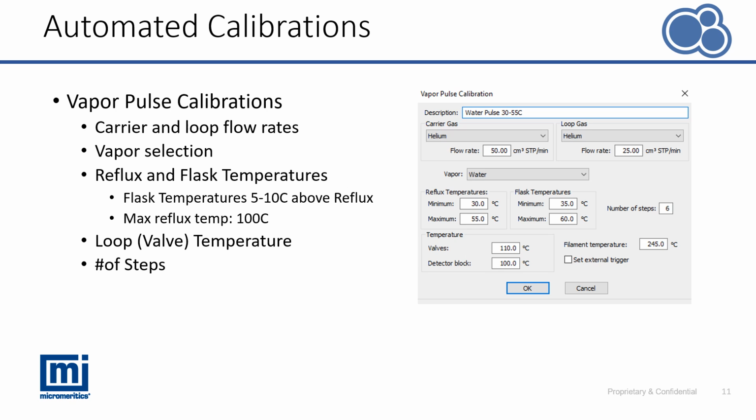The reflux temperature and its range is specified. Typically, it should not be set near the boiling point of the liquid and should be 5 to 10 degrees Celsius cooler than the flask temperature. The valve temperature is vapor specific. It should be set to a temperature higher than the vapor generator. This temperature would also affect how much vapor can be held in the loop. The number of steps determines how many points would be taken in this range. Triggering of an auxiliary instrument, such as a mass spec, can be clicked here at the Set External trigger.